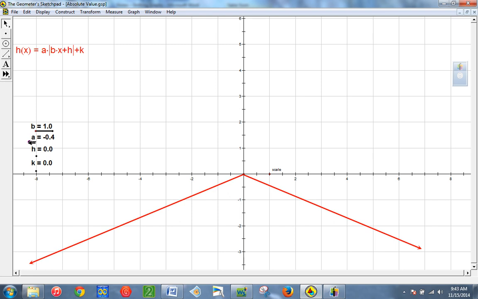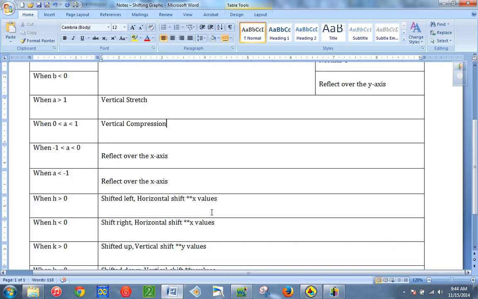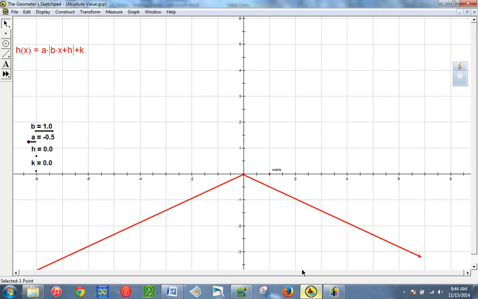So there is my 1/2. And look at that, that's my slope. So again, that in-between section is going to be a vertical compression. Okay, so it's going to be a vertical compression. And likewise, when it's lower than -1, so if it was like -7, it would be a vertical stretch. But on top of that, it's going to be a reflection as well. So two things are going to happen to your graph, which is kind of cool here.